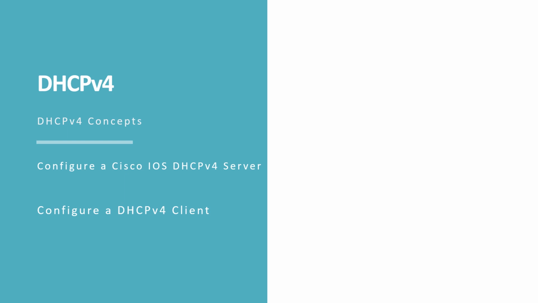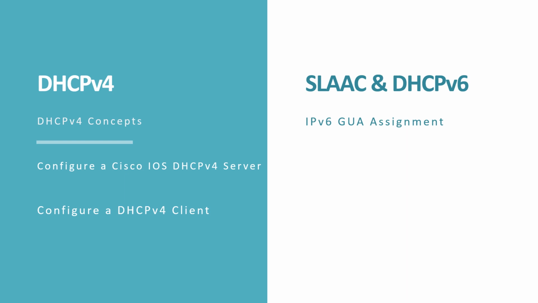And after we are done with DHCPv4, we will compare that with DHCPv6, where we will explain how an IPv6 host can acquire its IPv6 configuration, and we will even explain the operation of stateless address autoconfiguration, and then we will explain the operation of DHCPv6, and we will configure a stateful and stateless DHCPv6 server.